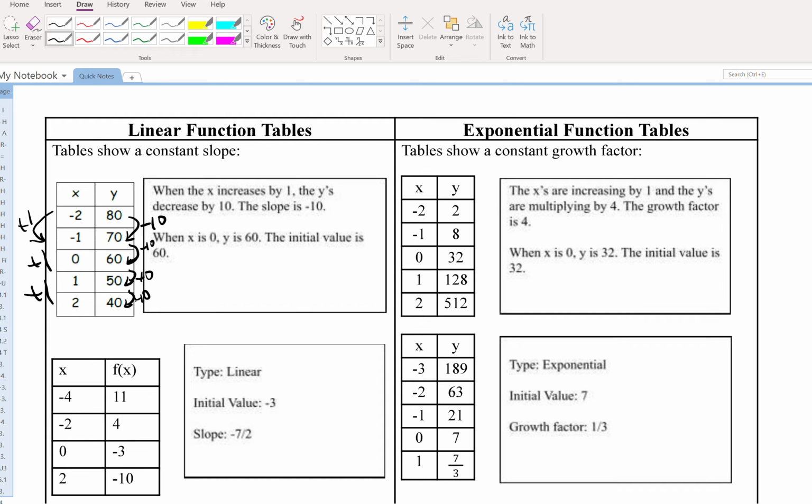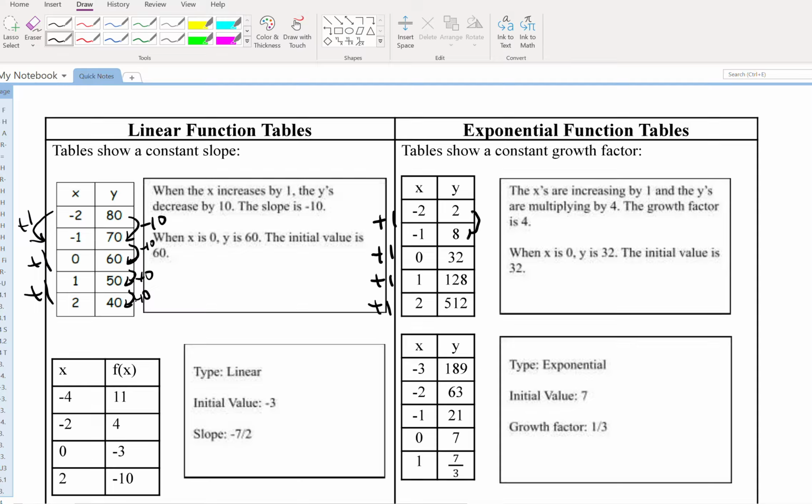But if you try to do that over here with the function, if you've got a table like this, and you're going plus 1 on the x side, yeah, it's plus 1, plus 1, plus 1, plus 1. Each one of them increases by 1.